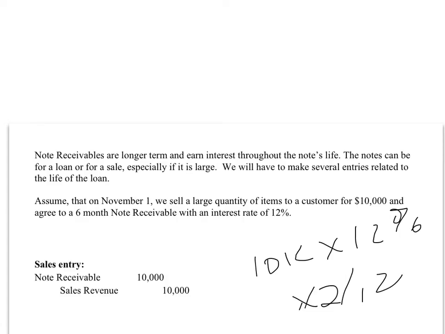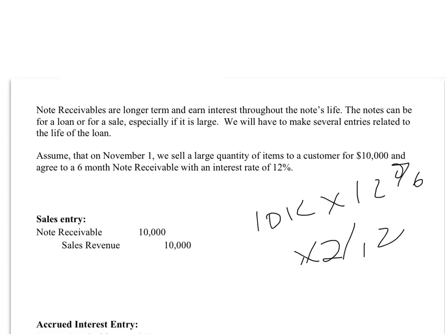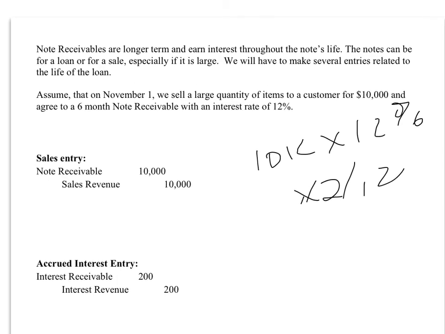So 10,000 times 12% is $1,200. Times 2 divided by 12 is $200. So we should be recognizing interest receivable of $200. Remember, we weren't paid. And crediting that interest revenue for $200. Okay? So we have origination and we have adjusting. Now let's collect if everything goes as planned, right?